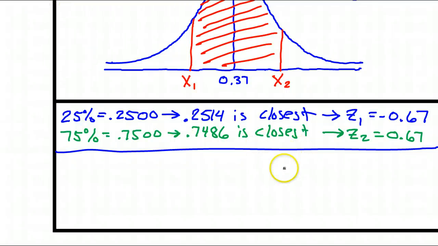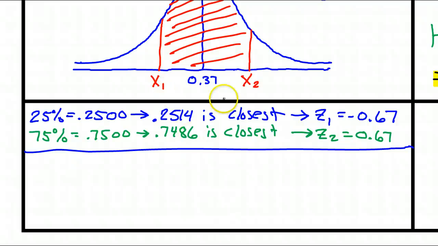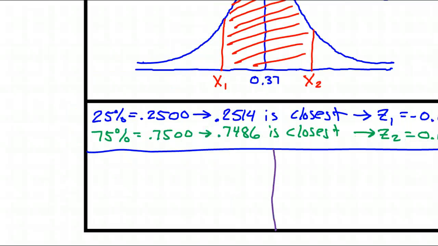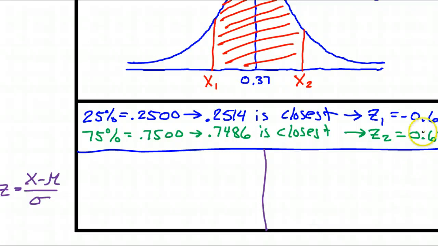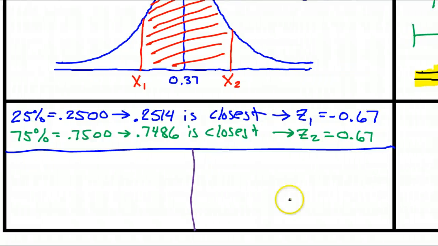I think I'll do it in purple. Alright, the x values are really what we need. So I'm just going to split this work area in half. Let's find x1. We will get x1 from z1. Using the formula, I'm just going to remind you off to the side: z is equal to the x value minus the mean divided by the standard deviation. So I'm going to use that twice. This first z value is negative 0.67.